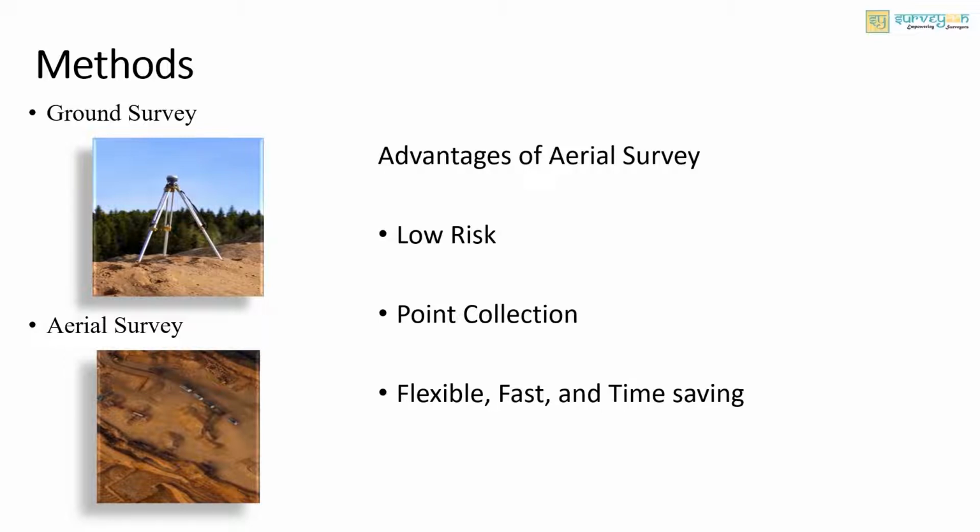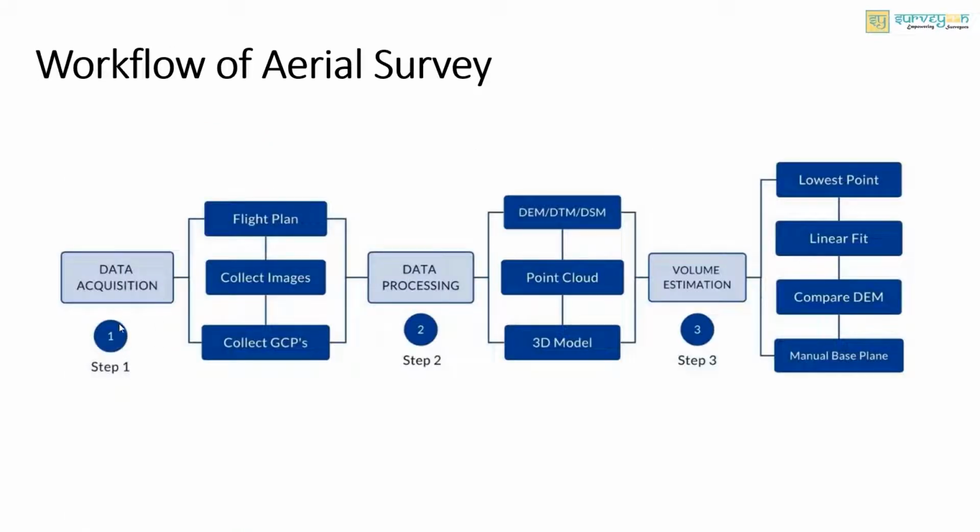Now we know the advantages of aerial survey, and let us understand how aerial survey is done and how the volume is estimated using the aerial survey. The first step is the data acquisition. Here we go to the field, plan the flight, mark the GCPs, fly the drone and collect the images. The second step is the data processing. We use the images that we got from the drone and process them in a photogrammetry software to get these outputs. The outputs are the digital elevation model, point cloud, and the 3D model.